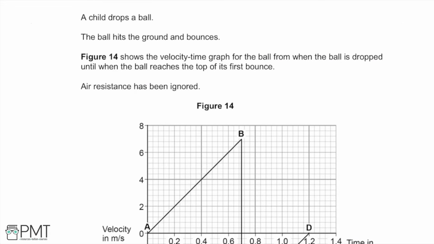So in this question, we're told that a child drops a ball and the ball hits the ground and bounces. We have figure 14, which shows the velocity time graph for the ball from when the ball is dropped until the ball reaches the top of its first bounce. In this case, air resistance has been ignored, so we don't have to take that into account here.